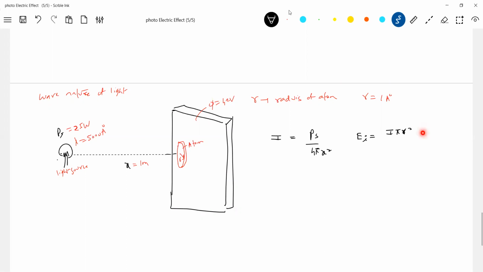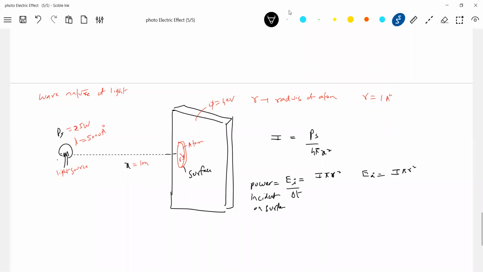Okay, we'll do one thing. What is EI by delta T? It is the power incident on a surface. Some of you are getting confused, so I'll write it. This is the power incident on a surface. This I'll call the surface power here. If you want, you can give it PI, but so many symbols will get confusing, so let's stick to that one. Then what is EI? I can write it as I into pi r square into delta T. What is I? P by 4 pi x square.